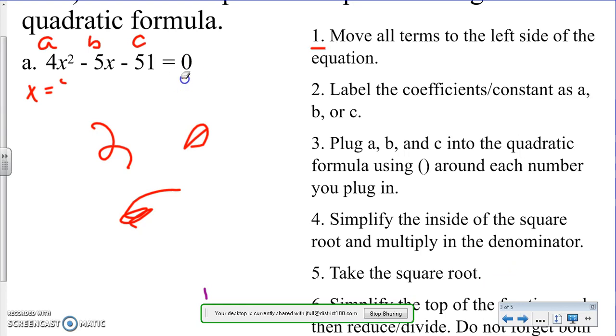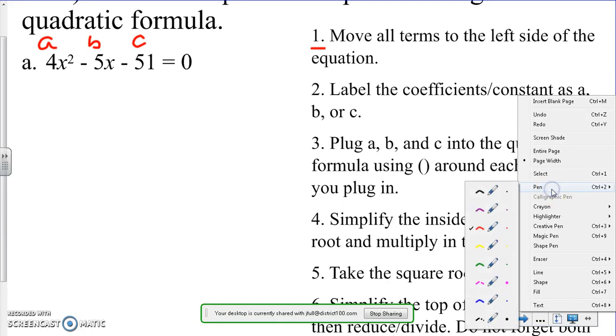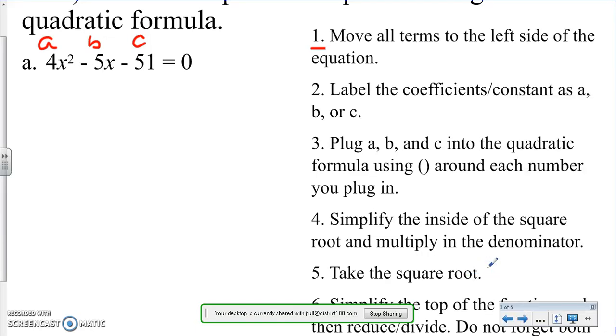Okay, so when we are looking at our steps to using the quadratic formula, we are going to start by moving all the terms to the left side of the equation so that we have an equals 0 there. And you'll notice that that's already done for us. We already have a 0 on the right side. The second step is going to be to label a, b, and c. And notice I already did that. A is 4, b is -5, c is -51.